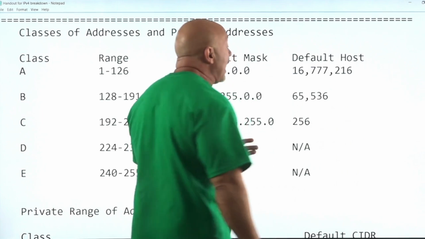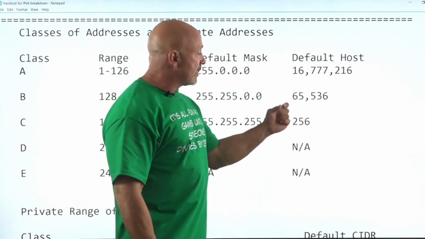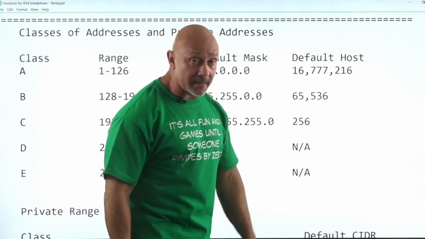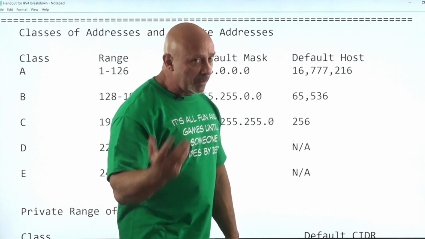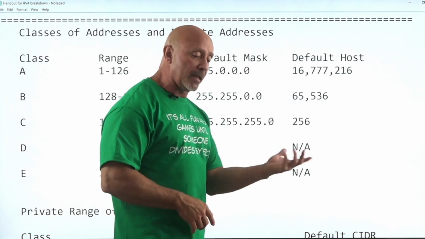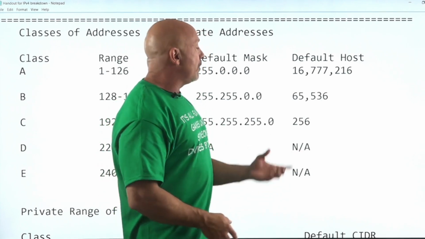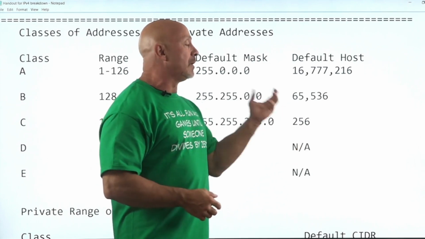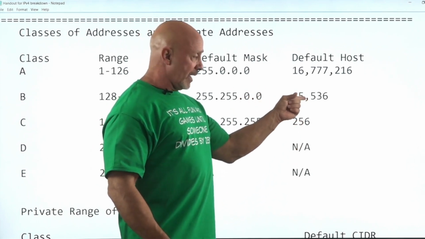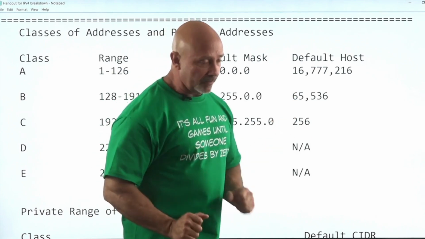And how many IP addresses can you have? In its entirety, 65,536. But what do we need to do? Subtract 2. Why do we take away 2? Because of the network ID and the broadcast address. We can't use those. We cannot assign them. So we take away 2, and you're left with 65,534. I think that's enough.